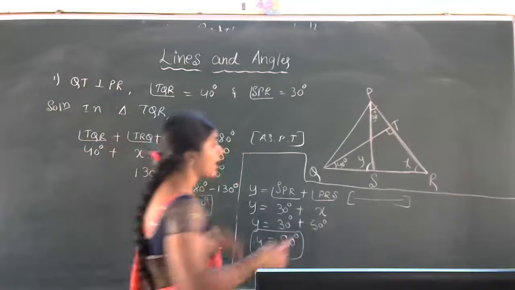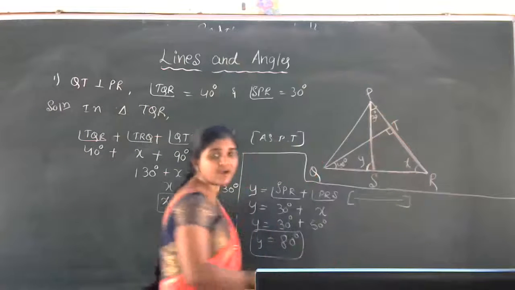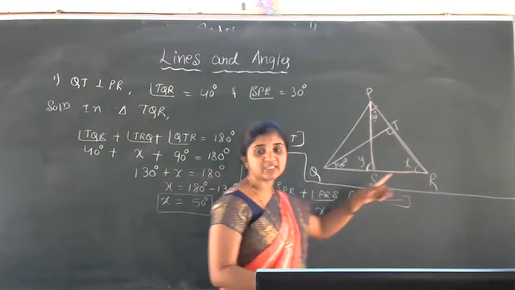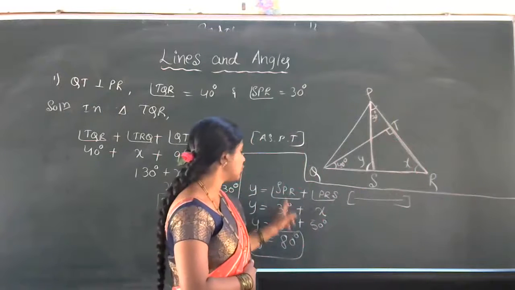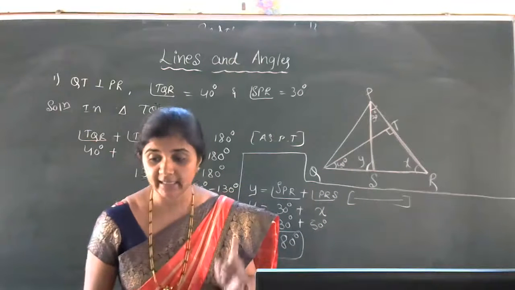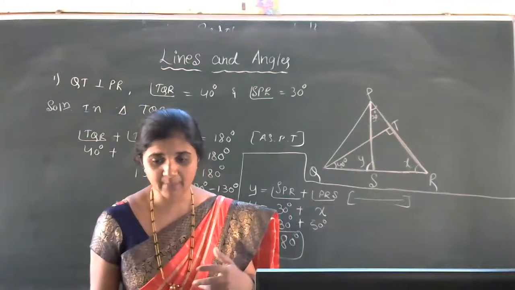Now for the y value, y is the exterior angle of this triangle PSR. The exterior angle is equal to the sum of the interior opposite angles. So y is equal to 30 plus x, that is y is equal to 80 degrees. So this is about the first example problem, students.